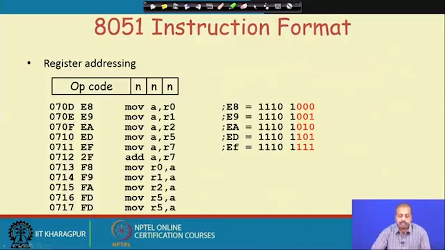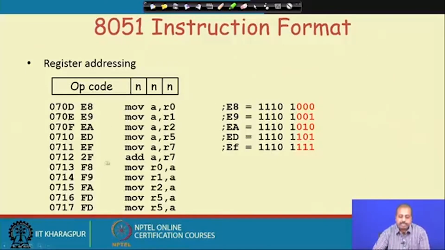So, this is the instruction format for register addressing. The opcode will be there, and there will be 3 bits which will identify the register. All the move A type of instructions have a code like E, where the first 5 bits are fixed, and the next 3 bits identify the register R0, R1, R2 up to R7. That way the opcode coding is done.